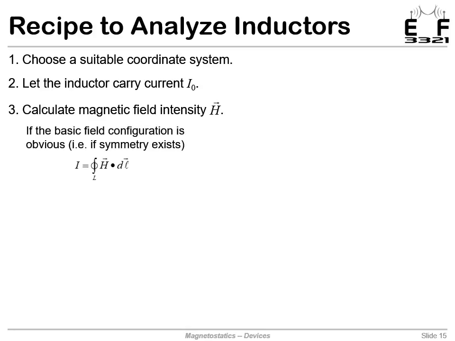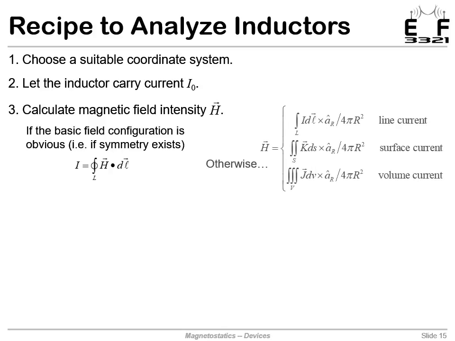So if we have a configuration of metals that makes it very easy for us to know the orientation and the geometry of the magnetic field, symmetry exists, we can just use Ampere's circuit law to calculate the magnetic field. If not, then we have to go back really to the Biot-Savart law to figure out what the magnetic field is. And there we have the line current, surface current, and volume current.